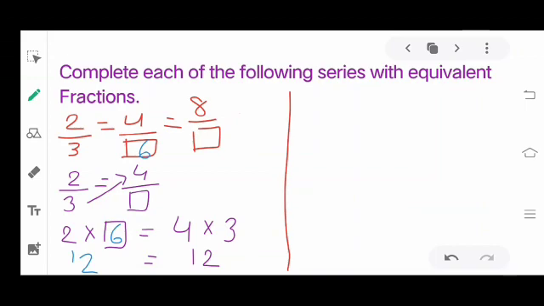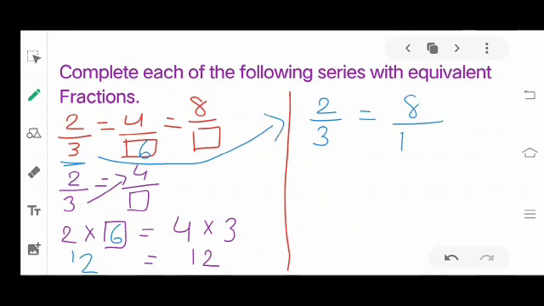Again, this method is repeated for another. You can see here we have to find out 2 upon 3 equal to 8 upon the number I want to find out. So what are we going to do again? Yes, we are going to do cross multiplication. So this side is 2 into a bracket, because I don't know the number, and the remaining side is 8 into 3.